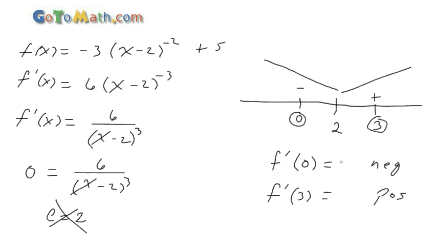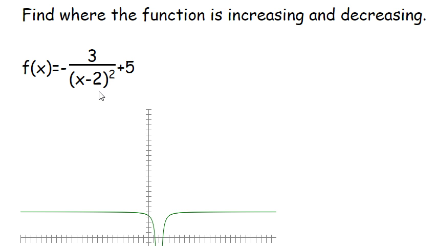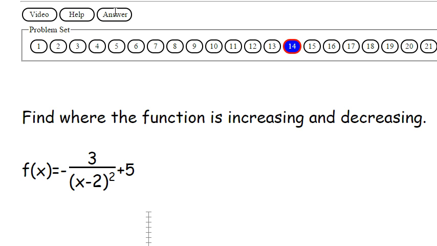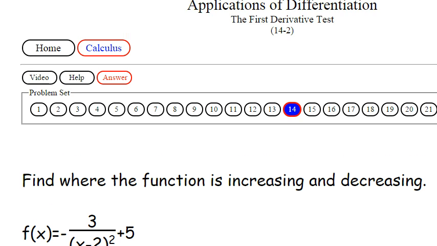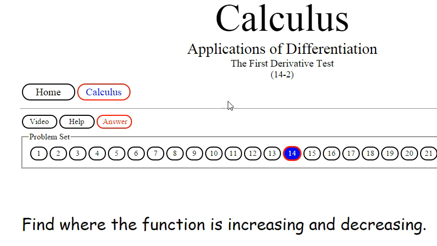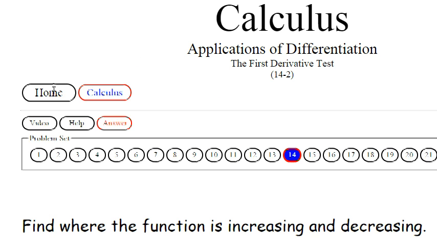Alright, so let's go back to the web page, app, whatever you want to call it. Alright, and let's go ahead and click on the answer. Okay, so we have decreasing from negative infinity to 2, remember, and increasing from 2 to infinity. Okay, so watch out for those vertical asymptotes. They're important to look for.